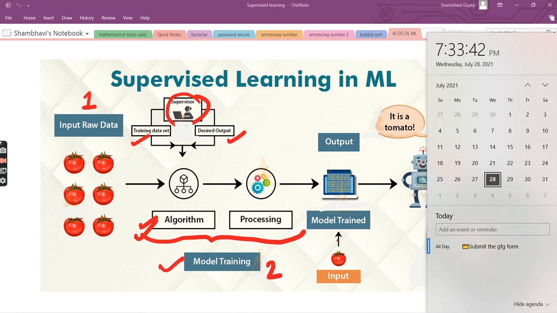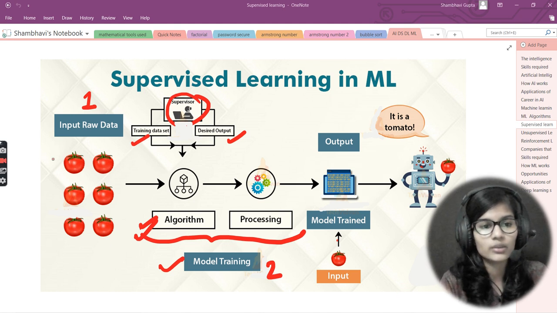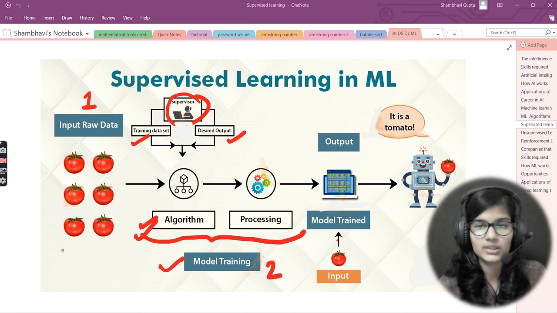Now, if I see the definition, we can say that supervised learning is a part in which we already have labeled data. Here you are having labeled data, right? You only have some tomatoes. That is labeled data, right? So here we can say that in supervised learning, we actually have labeled data. That is what works here.